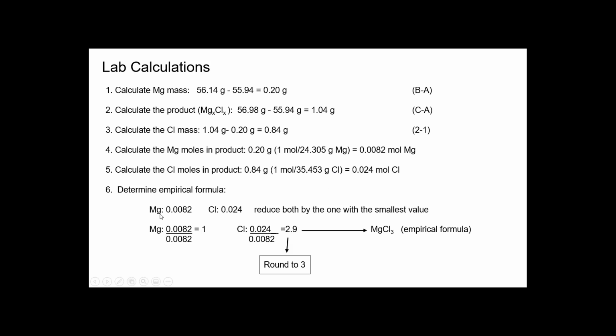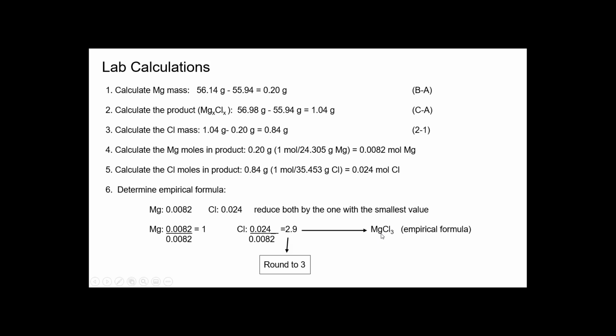Now, we need to determine the empirical formula. We have moles for both. We set them up. We always divide by the one with the smallest number. The smallest number is magnesium, so we divide that. That gives 1. We divide the chlorine by the smallest number, which was magnesium, and it gives us a 2.9. We can round this up to 3, which gives my empirical formula as MgCl3.